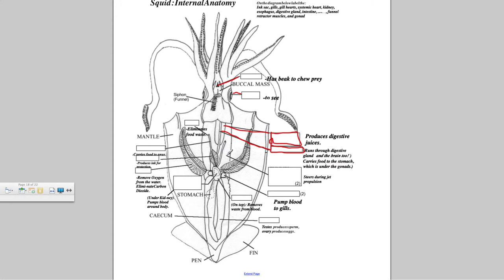Moving way down here. This helps steer the squid. And that's two of them. This is your funnel retractor muscle. Funnel, F-U-N-N-E-L. Retractor, meaning it retracts, opens and closes, muscle. Funnel retractor muscle.